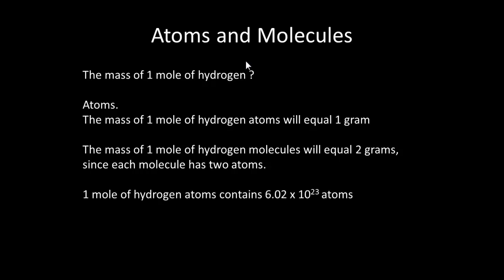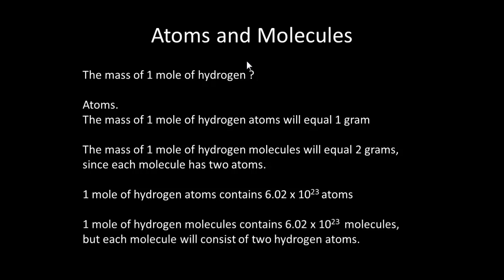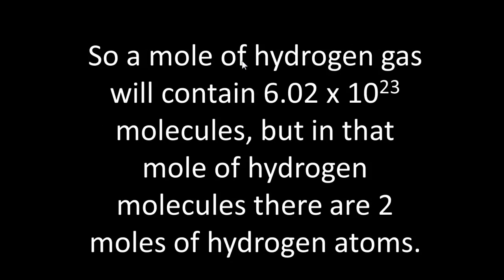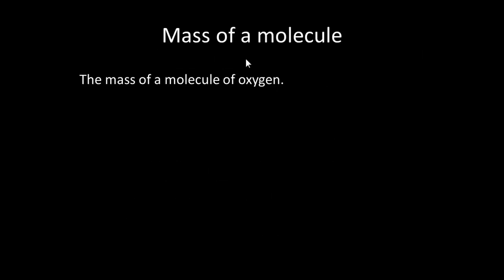So 1 mole of hydrogen atoms contains 6.02 times 10 to the 23 atoms. But if we talk about a mole of hydrogen molecules, then it still is a figure of 6.02 times 10 to the 23, right? Each molecule, of course, consists of the 2 hydrogen atoms, but the mole must remain the same number, whether we're talking about atoms, molecules, or ions, or whatever. So a mole of hydrogen gas contains 6.02 times 10 to the 23 molecules, but in that mole of hydrogen molecules there are 2 moles of hydrogen atoms.